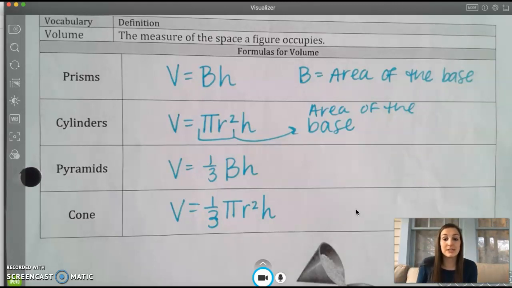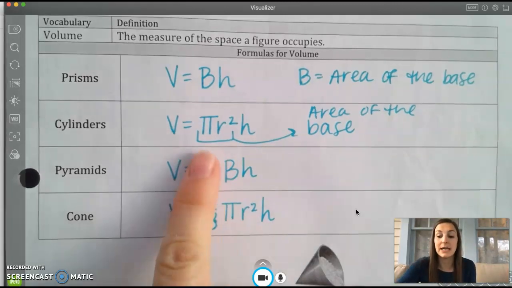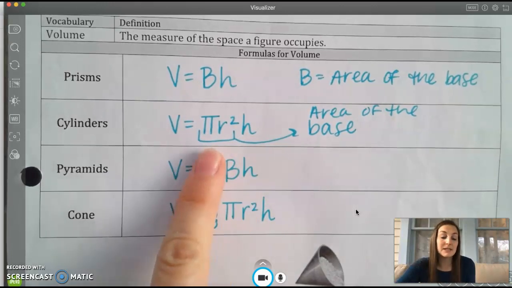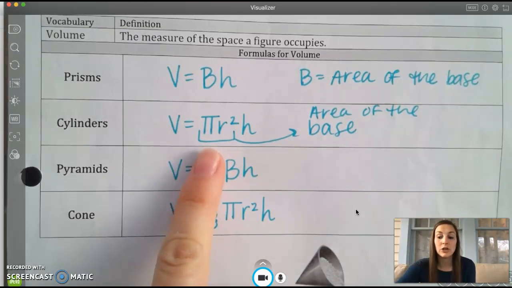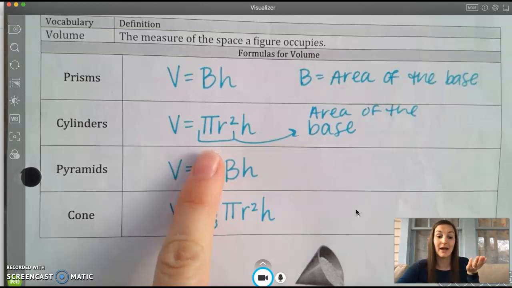Then for our cylinders, the same applies, right? I could say B times H here because for a cylinder, the base is a circle, which is pi r squared. So for our cylinder, it's pi r squared times the height.